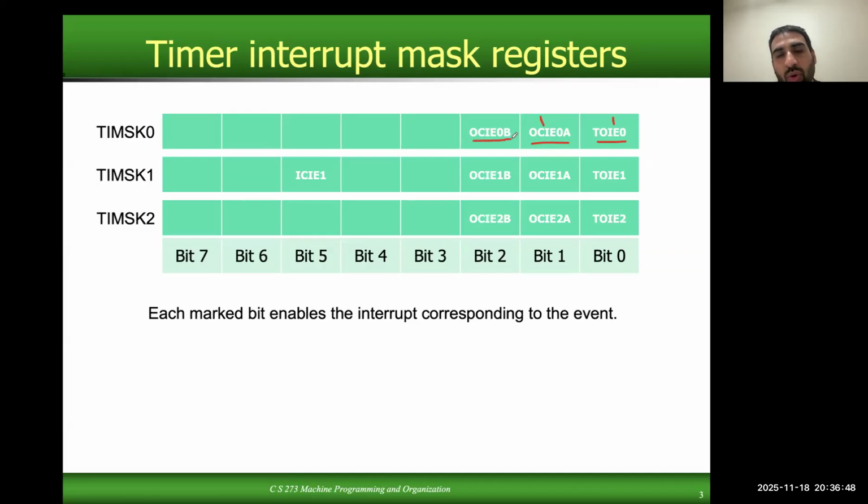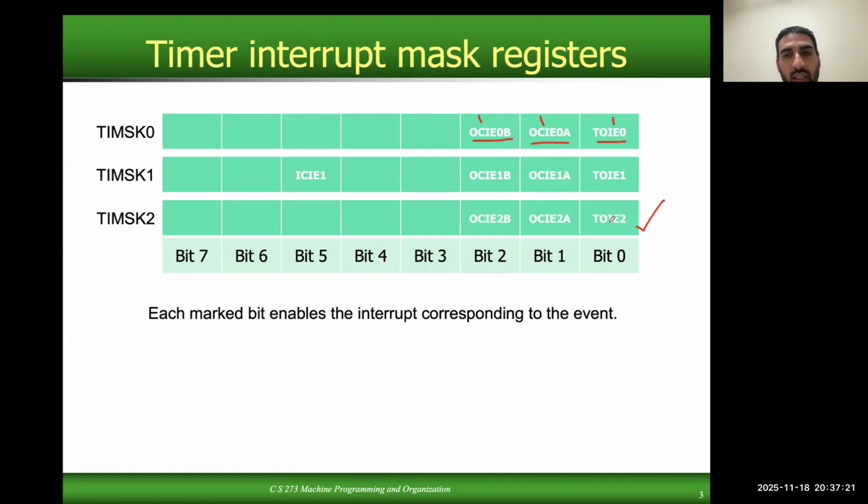And if you want your microcontroller to raise an interrupt when the value of the timer counter register matches with the value of the output compare register B, then you need to write one at this bit position. By default, all these bit values are zero. So when you reset your microcontroller, all the interrupts are disabled. So you have to explicitly enable them. Even the I flag in the status register is also by default set to 0. So you have to enable it explicitly.